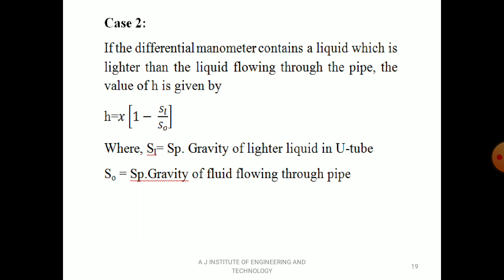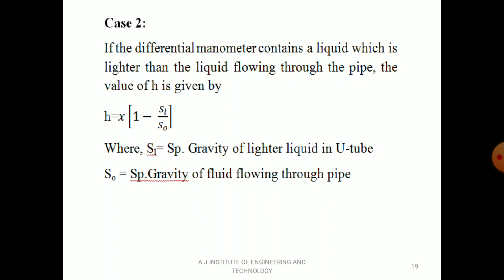Then the value of h, that is the difference of pressure head, can be obtained as h equal to x into 1 minus SL divided by SO. What is SL? SL equals the specific gravity of the lighter liquid in the U-tube, and SO is the specific gravity of the fluid flowing through the pipe. So, first case and second case.